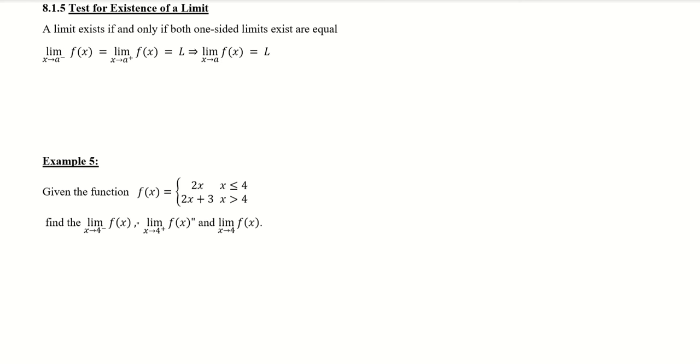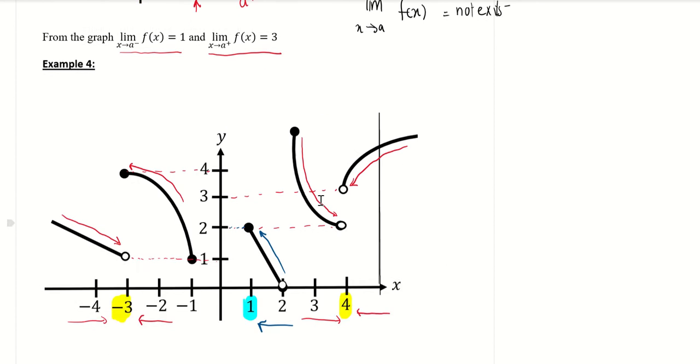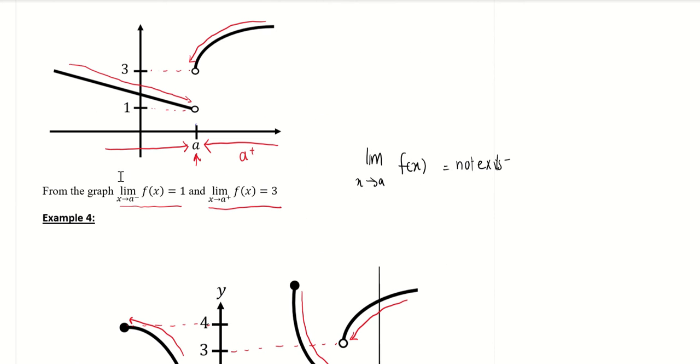Alright, so, test for existence of a limit. As I mentioned before, the limit of f exists if and only if both sides of the limit exist and are equal. That means, like from the first example that we discussed here, the limit from the left is 1 but the limit from the right is 3. So the left and the right are not the same, which means the limit as x approaches a does not exist. If they are the same, then the limit as x approaches a exists.